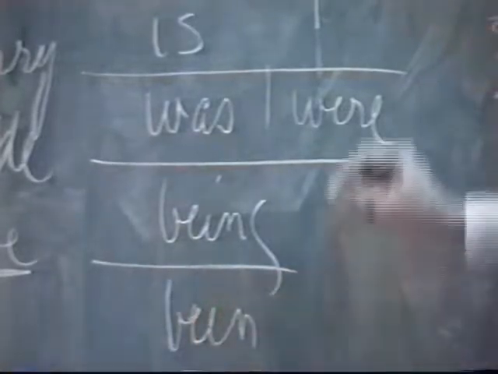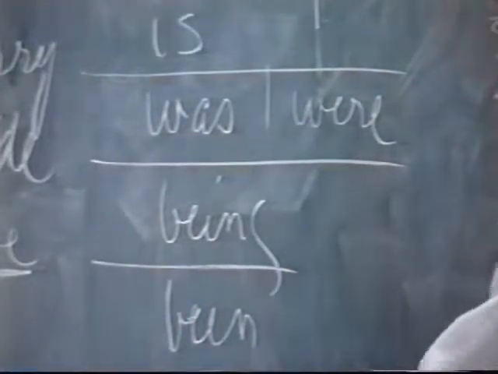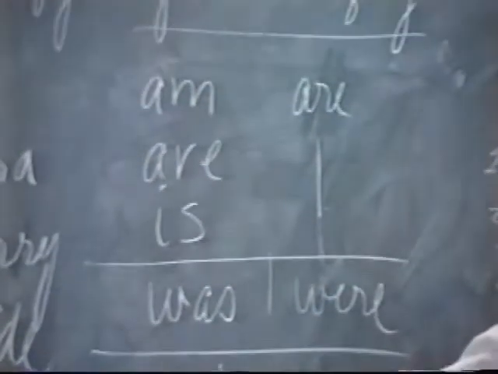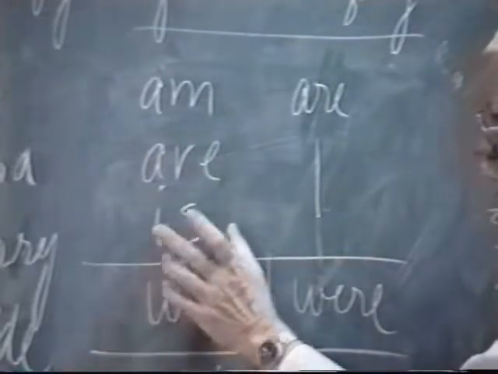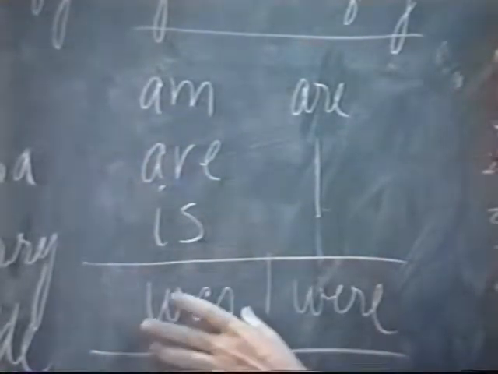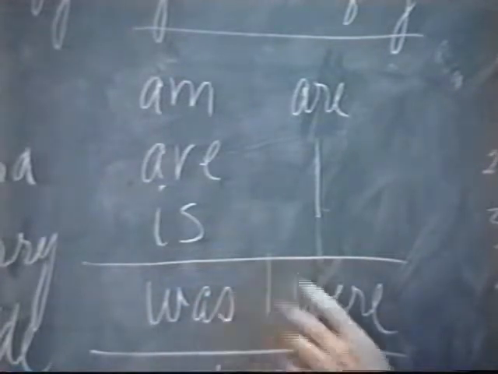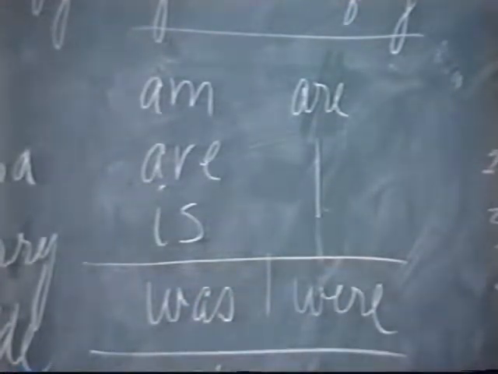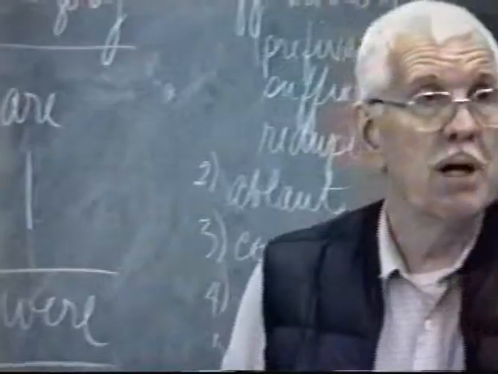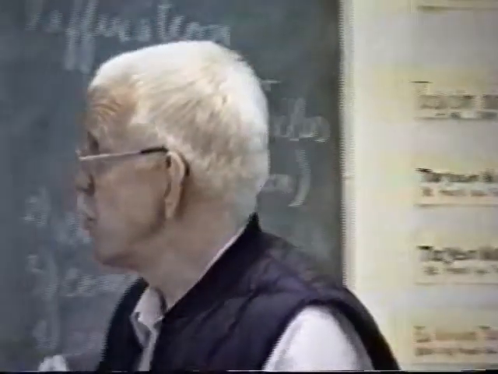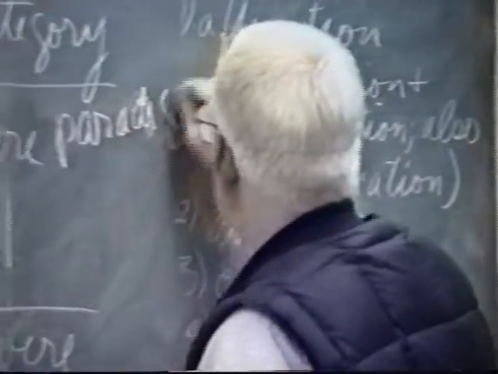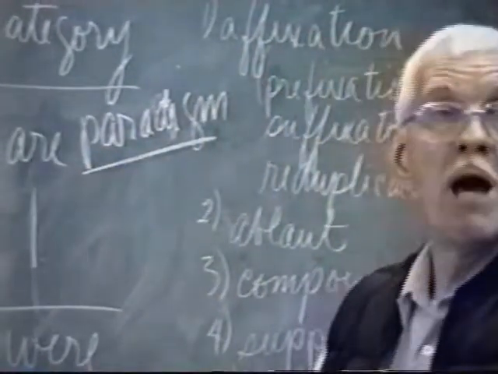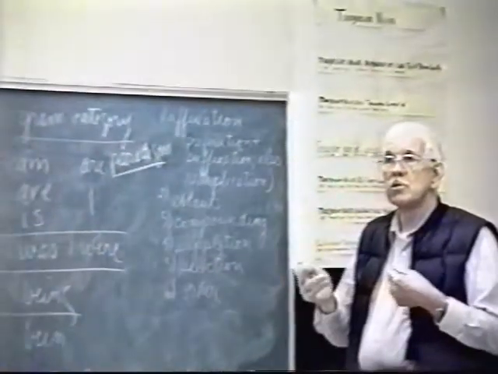Been, there. But notice how am doesn't look anything at all like be. Are doesn't look like be. Is doesn't look like be. Was and were look a little bit like each other, but they don't look like be. But yet we understand them as being related forms. They belong to what linguists call the same paradigm. A paradigm is a family of related forms.